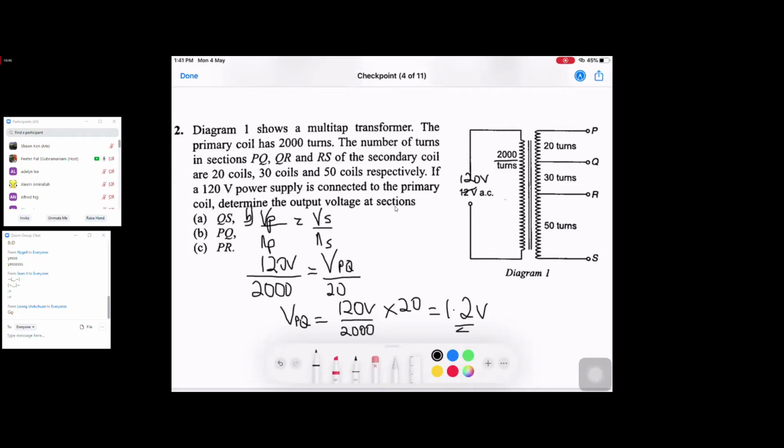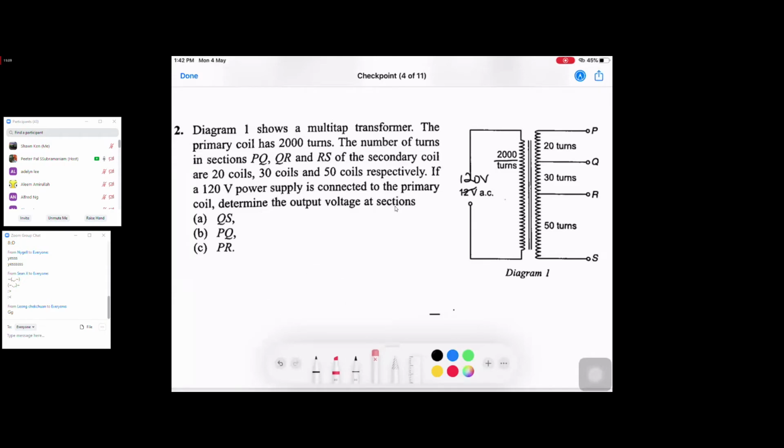And the last one, PR. Who got an issue here? Anyone got an issue with this calculation? No means okay. Let's call. Okay, 2B all okay, guys? Okay, now 2C.